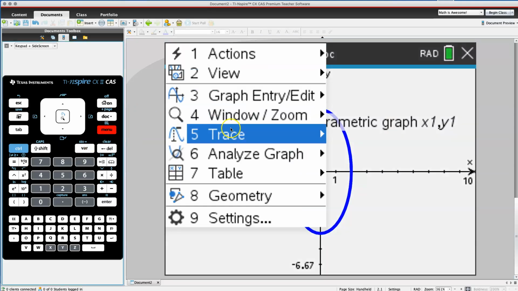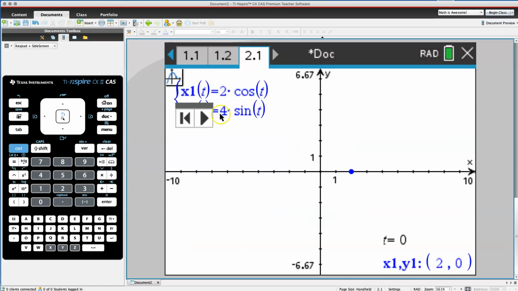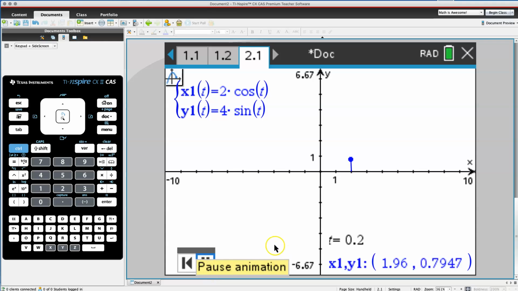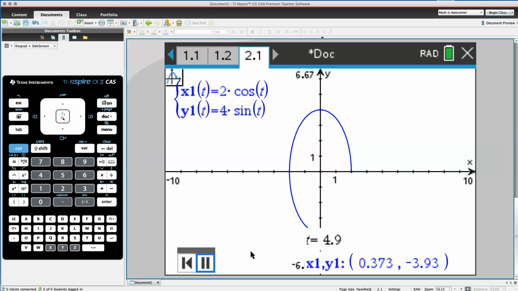So we're going to press our menu, we're going to do trace, and we're going to do our path plot, and we are looking at parametrics right now. And we're going to go ahead and start the animation, and we can see that we started at 2, 0, and we're going up, and we're really taking this around in a counterclockwise fashion, and it is hiding a little bit behind that value right here for t.